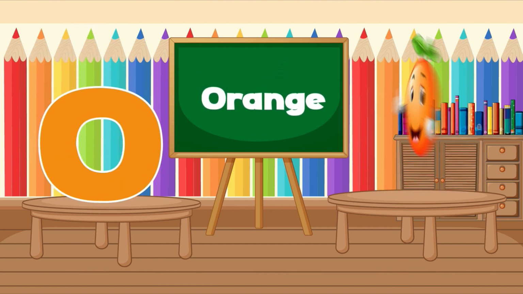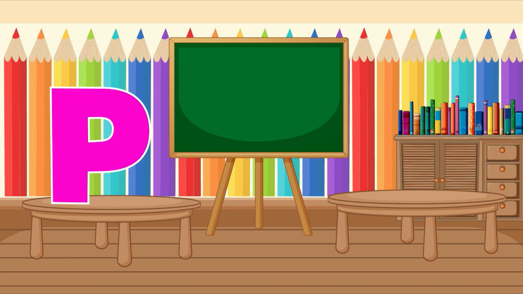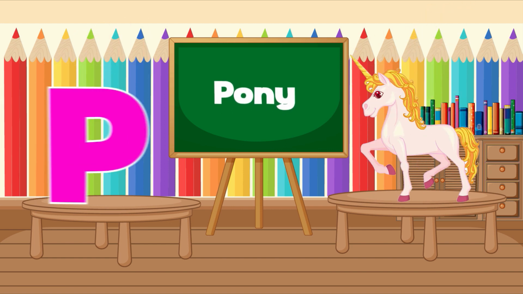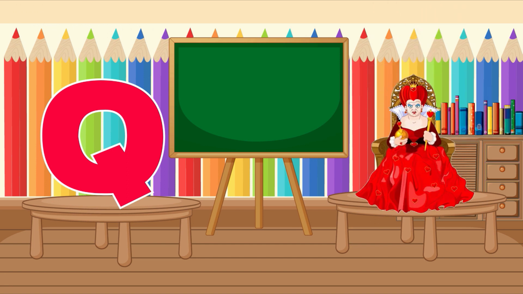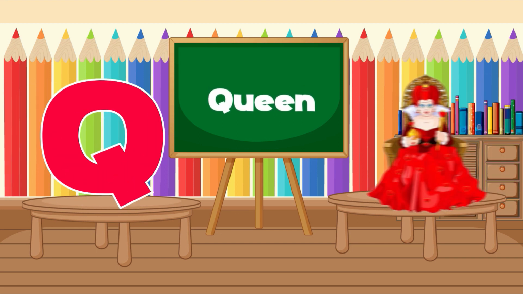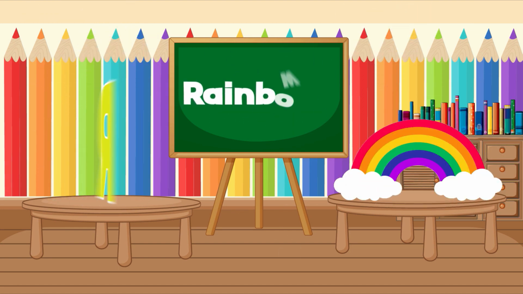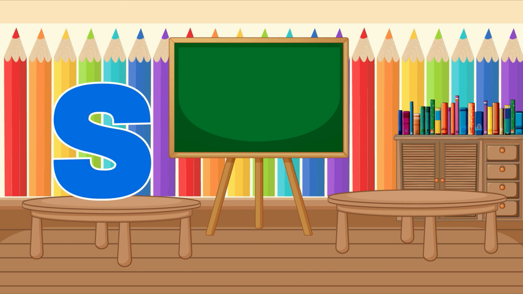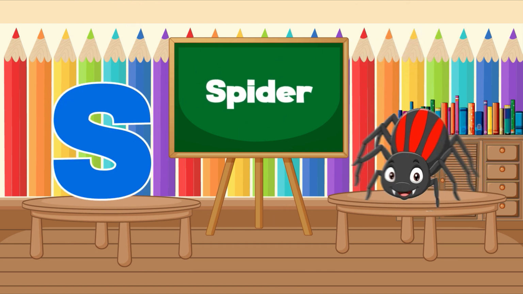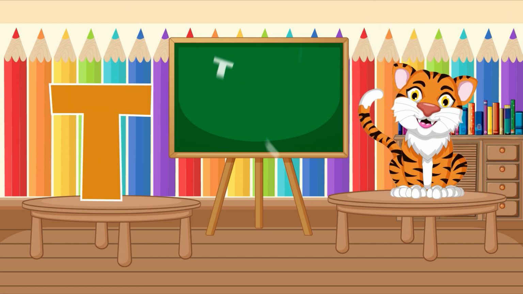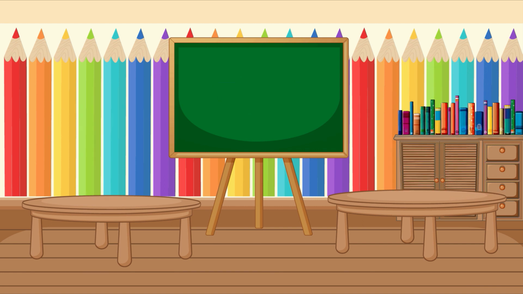P is for pony, pony. Q is for queen, queen. R is for rainbow, rainbow. S is for spider, spider. T is for tiger, tiger. U is for umbrella.